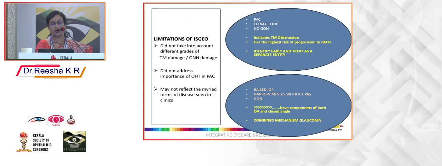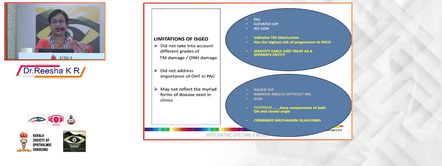Look into this case scenario when you have a diagnosis of a primary angle closure, that is, no GON and elevated IOP. When you have elevated IOP, that indicates trabecular meshwork obstruction. The limitation of this classification is it doesn't take into account the grade of trabecular damage or optic nerve head damage, or does not address ocular hypertension. So this subset requires a closer follow-up because of the high risk of conversion to PACG.